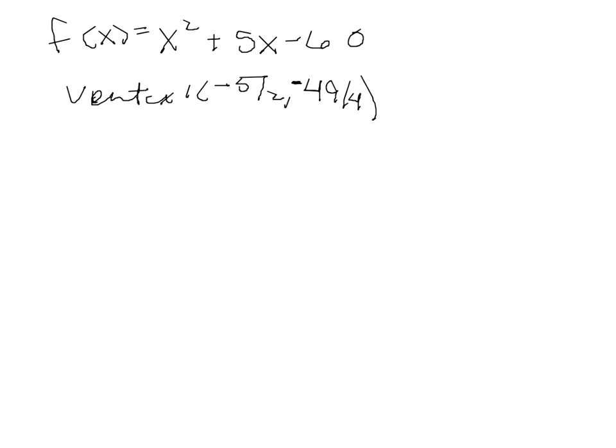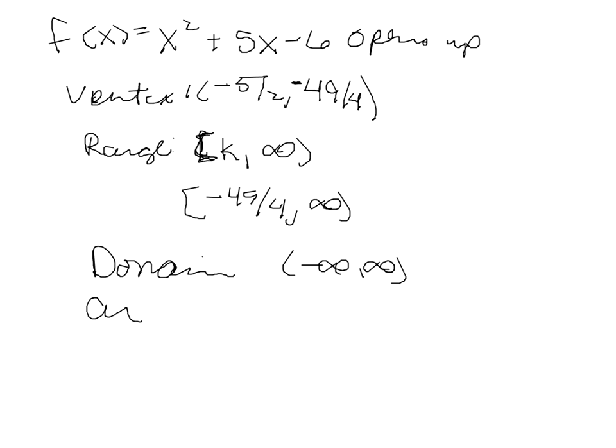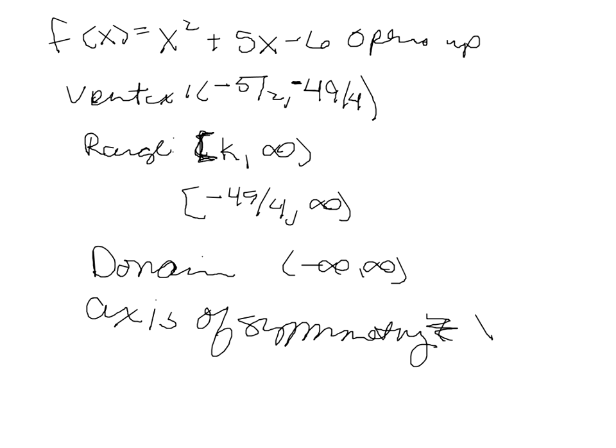And so this opens up. That means that my range is still the same as it was before. It's the k value to positive infinity when it opens up. So that makes my range minus 49 fourths to positive infinity. My domain is all real numbers. My axis of symmetry is still x equals h.